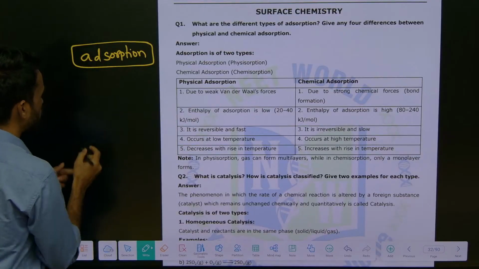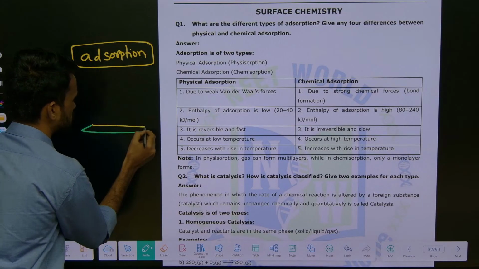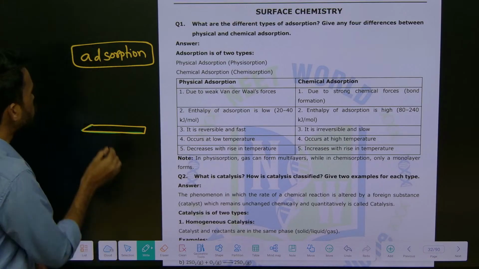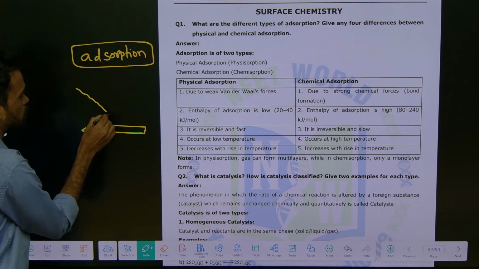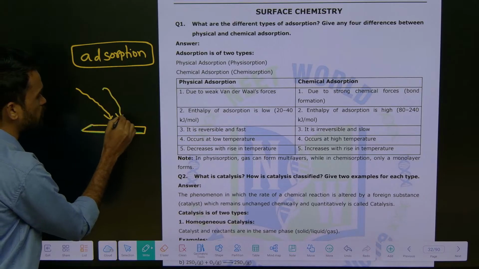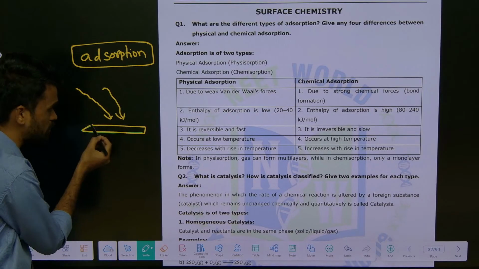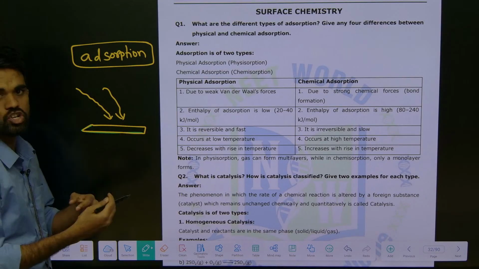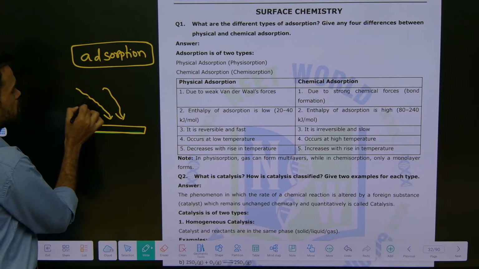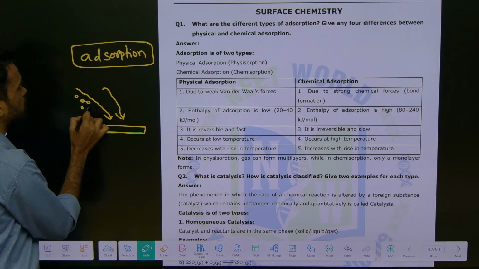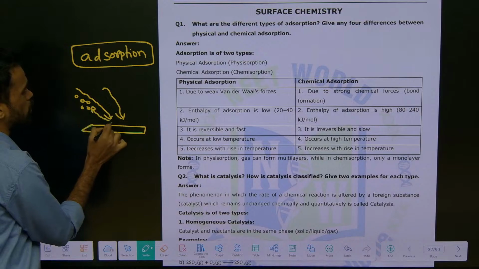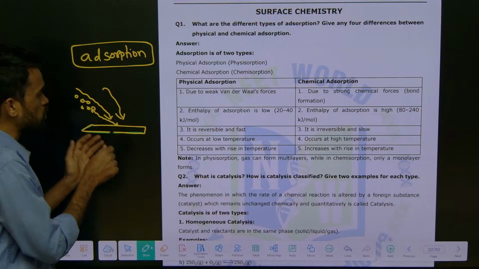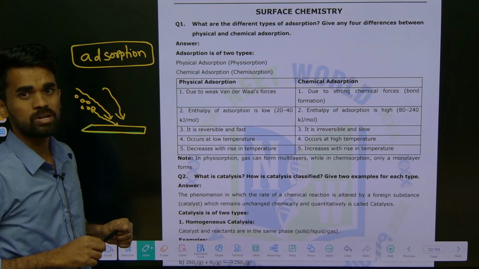See, if you have a surface like this, consider this is the metal surface, or the liquid surface. The accumulation of particles, the accumulation of substances over the surface of a solid or a liquid substance is called adsorption. Let us say there are some gas particles here. These gas particles are accumulating on the surface of this substance. This process is called adsorption.